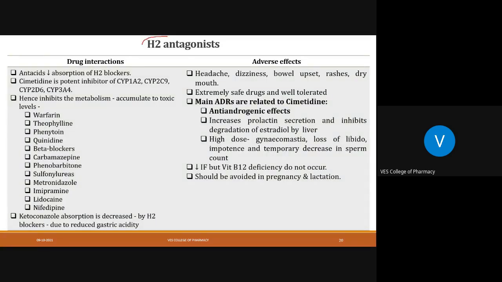Okay, now we're going to talk about the adverse effects. As such, it is an extremely safe drug and well tolerated, but there are a few problems with this drug on long-term use, or we can say at high doses. At the normal dose, you are able to see a few side effects like headache, dizziness, bowel upset, rashes, dry mouth. So these are the few adverse effects noted with the H2 antagonist.